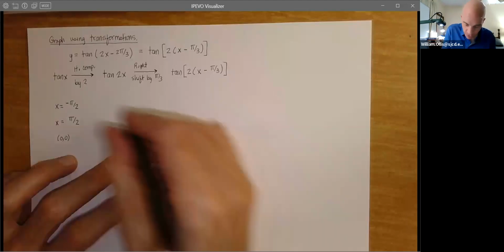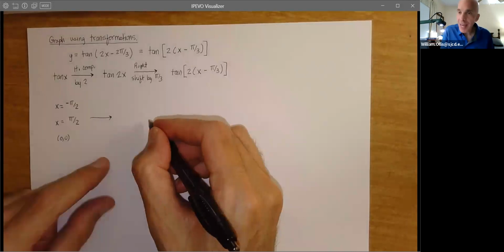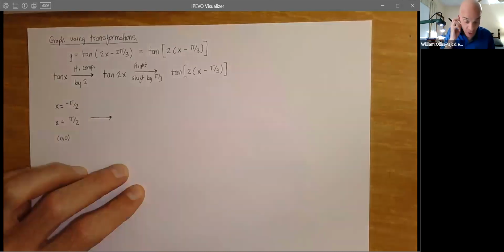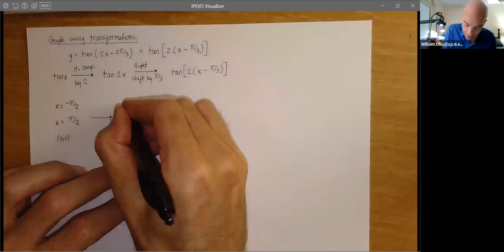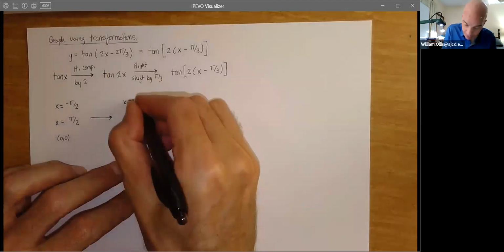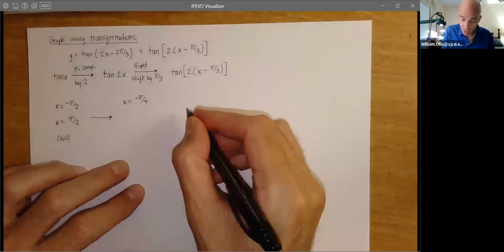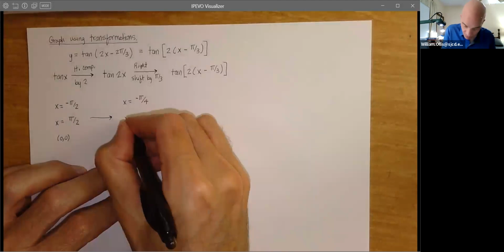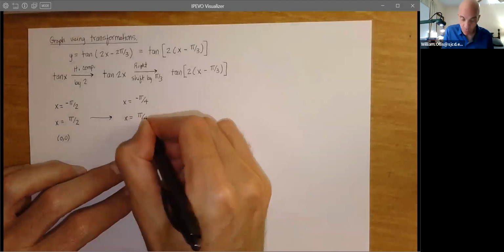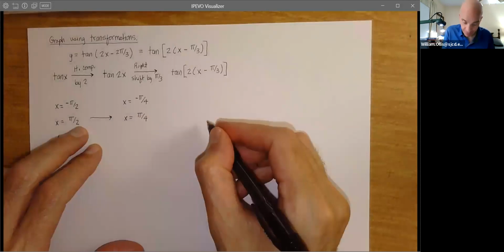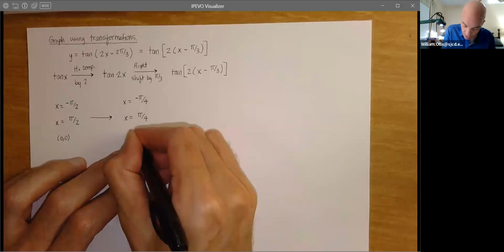So we'll do our first transformation. We have h compression by 2, so all the x values are divided by 2 or multiplied by 1/2. So we get x equals negative pi divided by 4, divided by 2. X equals pi over 4, again, divided by 2 or multiplied by 1/2. And then of course, lastly, the 0 doesn't change. 0 divided by 2 is just 0.